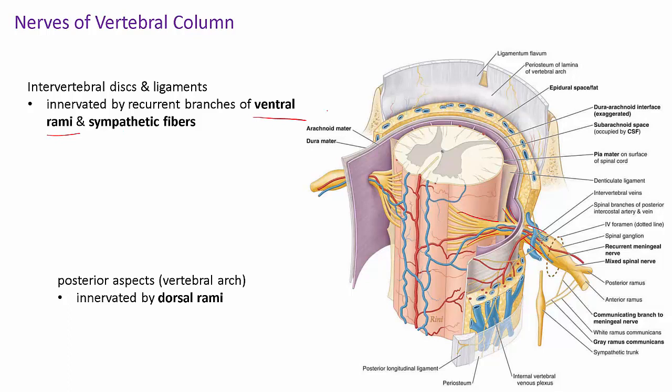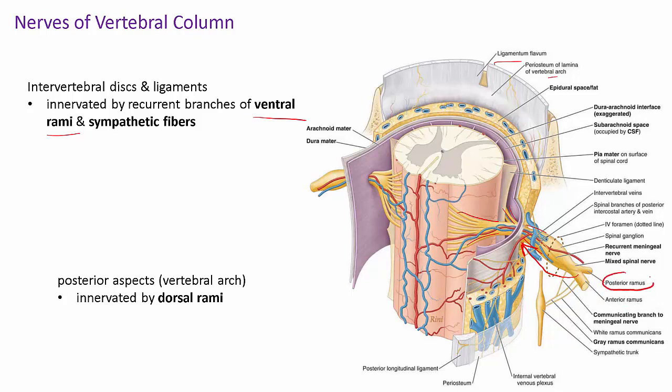Those are going to be the guys coming off front. So here it is, also called the anterior ramus. What will happen is this guy will throw off fibers, and it'll come back and supply some of these connective tissues, the ligamentum flavum, the bodies, and whatnot. The posterior aspect, the vertebral arch part, that's going to be supplied primarily by the posterior ramus.